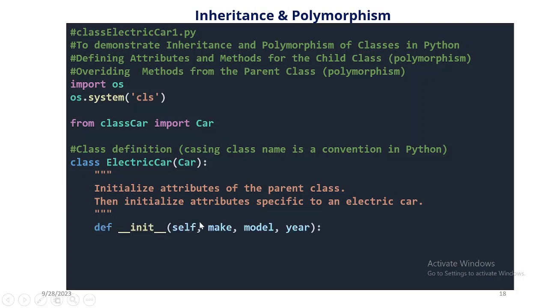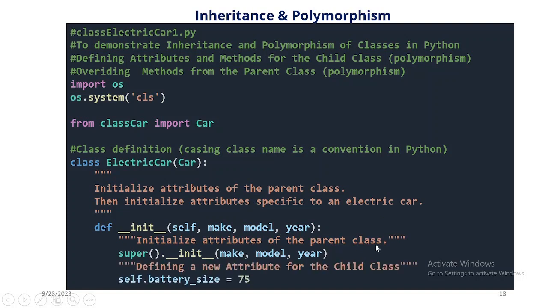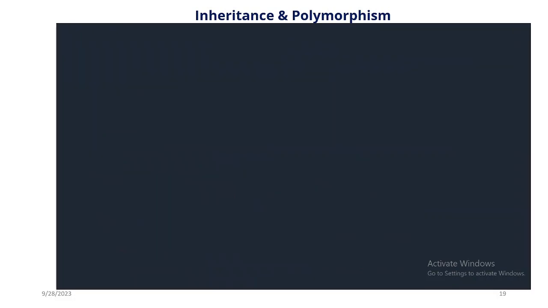Def init self make model year. Then we initialize the attributes of the parent class: super.init make model year. And then we also define an attribute for the new child class we are creating. We say self.battery_size equal to 75. Take note that battery size is not in class Car. So we've created a battery attribute in class ElectricCar, which has made it one step more powerful than our original class Car. We'll continue.